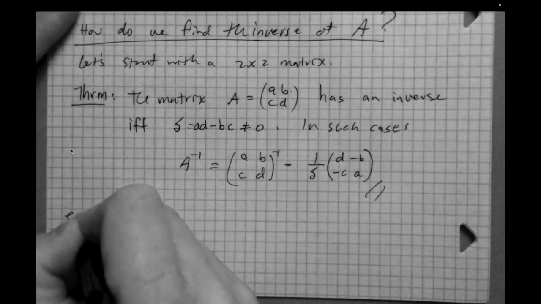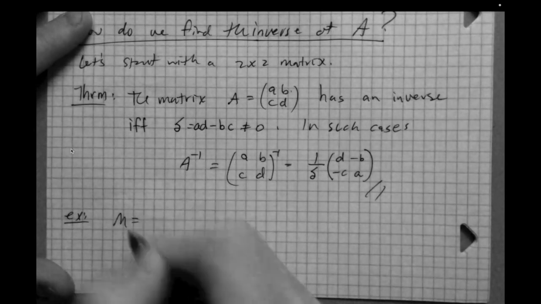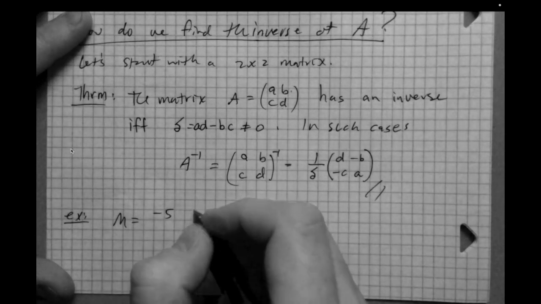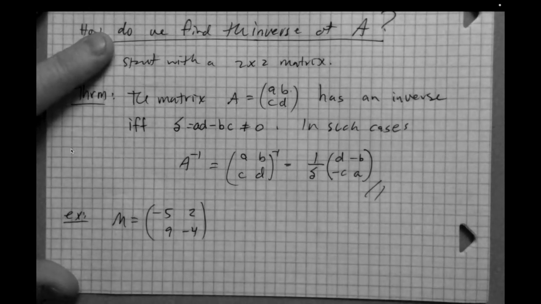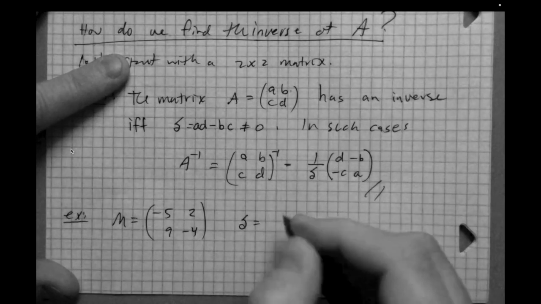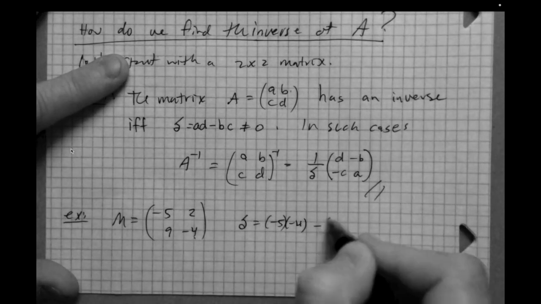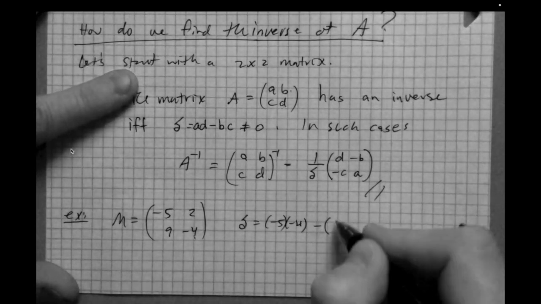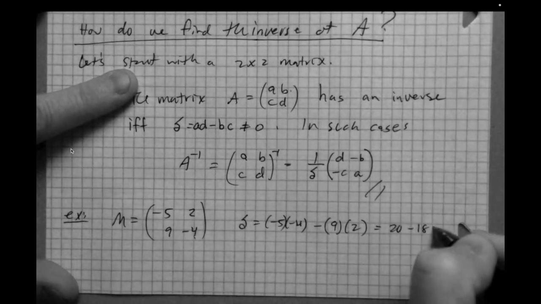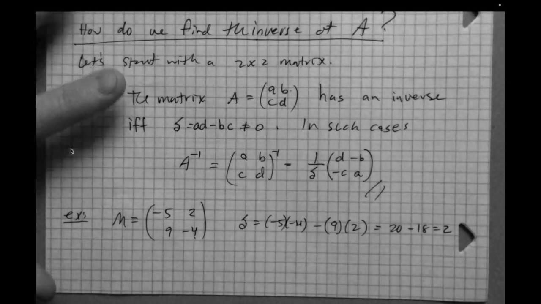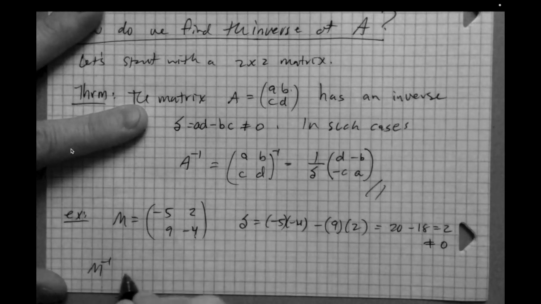Let's do an example just to make sure we're clear on this. How about this one? M equals -5, 2, 9, -4. Okay, so delta should be equal to A times D, so that's -5 times -4, minus B times C, so 9 times 2. So what I have there is 20 minus 18, so 2. Okay, so that's non-zero. So an inverse exists. So M inverse exists.